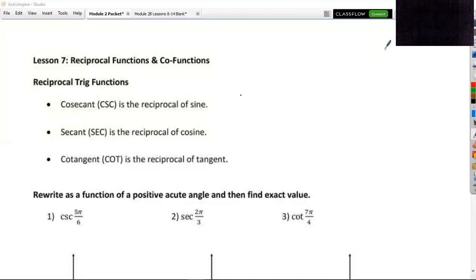All right, so with lesson 7, the reciprocal function. So the first bullet point says that cosecant is the reciprocal of sine. So guys, what's the ratio for cosecant then? Instead of opposite over hypotenuse, what would I do? Beautiful, hypotenuse over opposite. I'm going to keep it short and simple like I said.